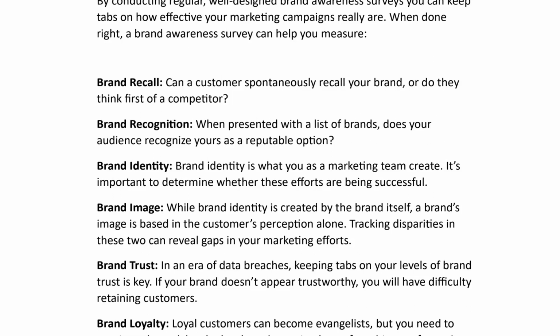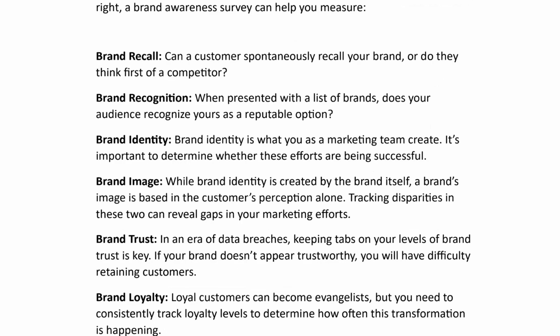Brand identity is what you, as a marketing team, create. It's important to determine whether these efforts are being successful, right? The brand image is also one of the measures. Brand awareness can help you measure brand image. So we know that brand identity is created by the brand itself. Now, a brand's image is based purely on customers' perception, okay?